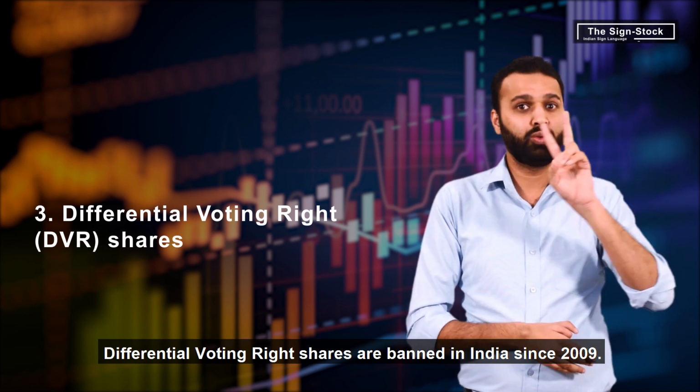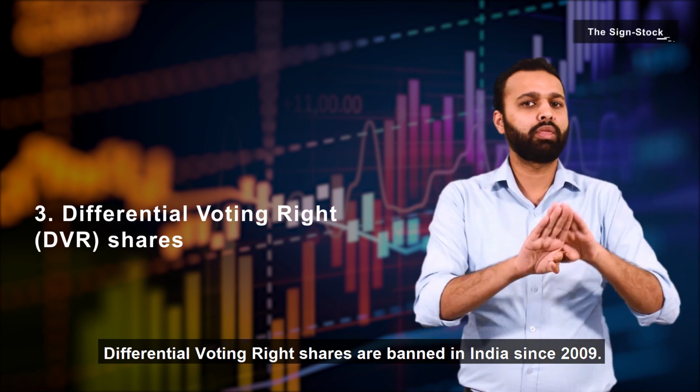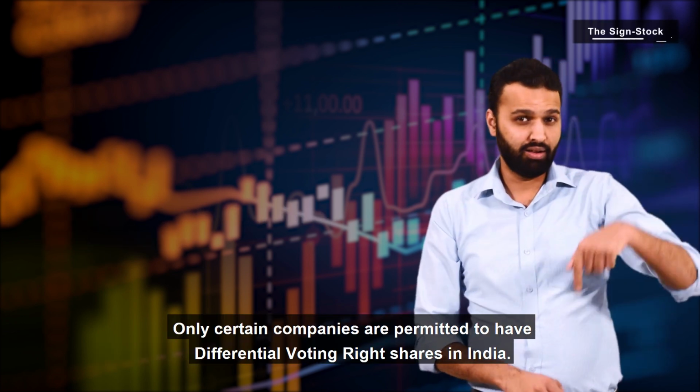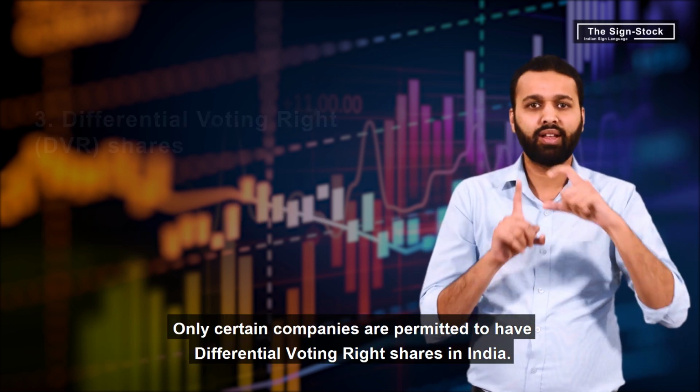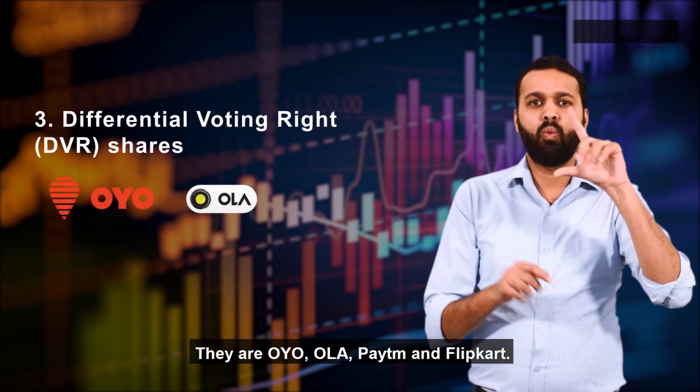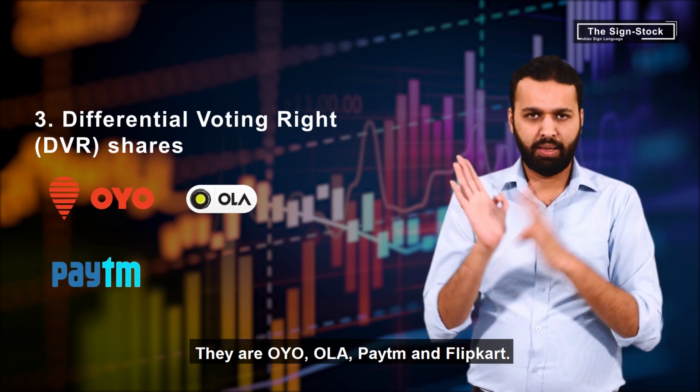Differential voting right shares are banned in India since 2009. Only certain companies are permitted to have differential voting right shares in India. They are Oyo, Ola, Paytm and Flipkart.